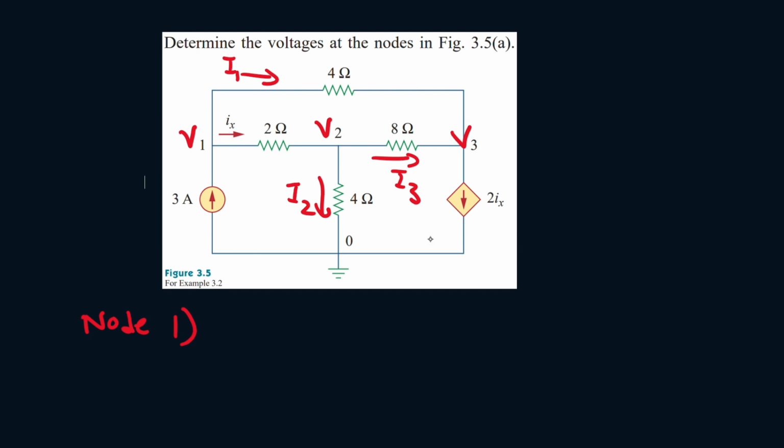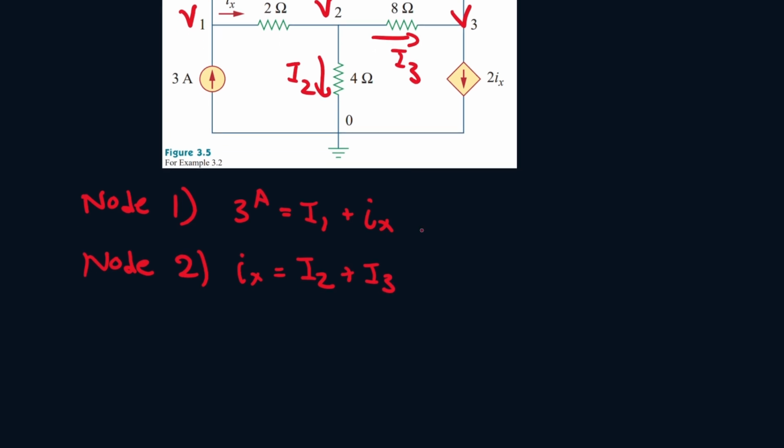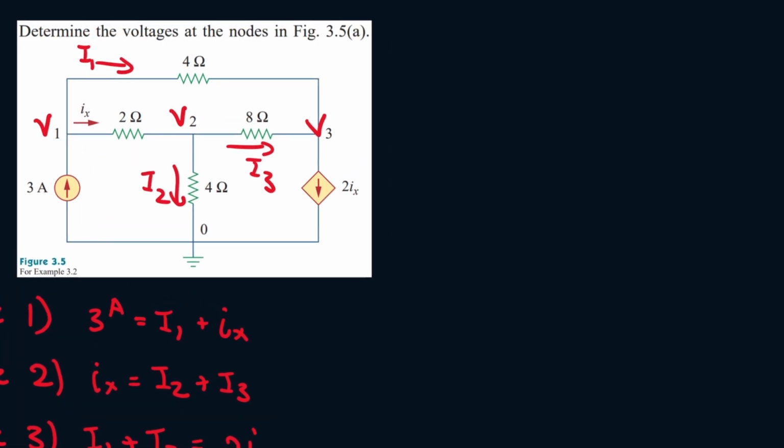So this portion. We see 3 amps is entering the node, and this will be equal to anything leaving it. So it will be I1 plus IX. For node 2, we see IX is entering it, and I2 and I3 are leaving it. And for node 3, we see I1 and I3 entering it, and this will be equal to 2IX, which is leaving it. So let's write the equations for I1, I2, I3, and IX.